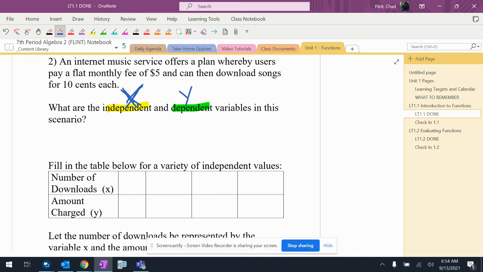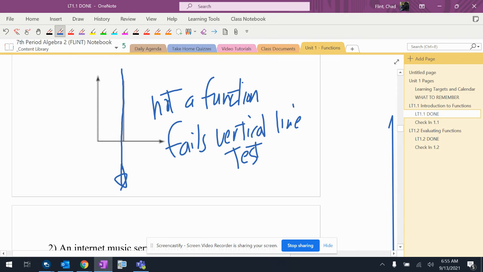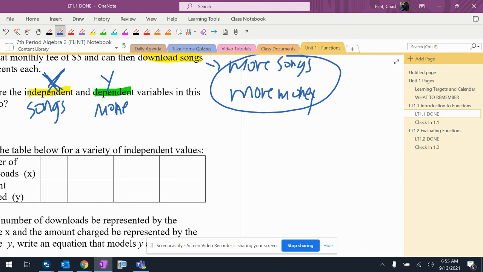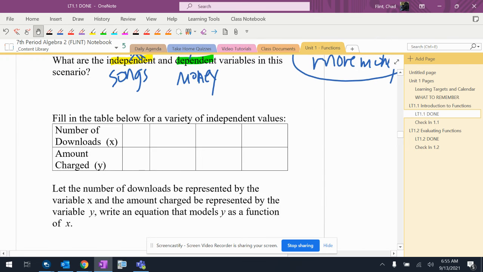So if you read this, it says the internet music service offers a plan where users pay a flat monthly fee of $5, then can download songs for 10 cents each. So they're downloading songs, and the more songs, the more money. So that means that's my independent. More songs, more money means my independent is the songs, my dependent is the money. The amount of money I owe depends on the number of songs that I download.